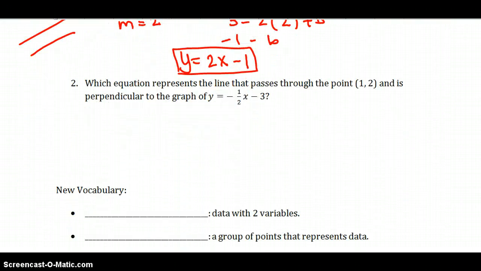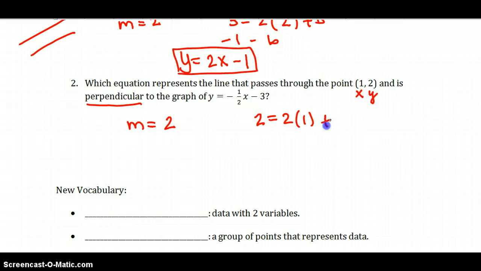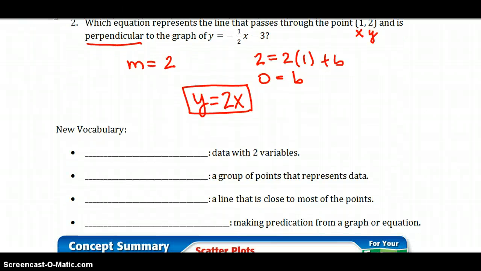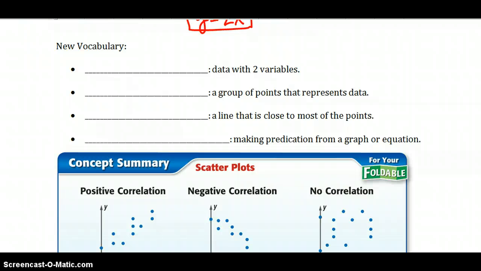All right, the second example says that it's perpendicular to this graph. So the slope of my new line is going to be the opposite reciprocal, passing through this x and y point. So again, using slope-intercept, y = mx + b, and when I solve for b, my b is 0. So I know that this is a direct variation line, and it's proportional because it passes through the origin.